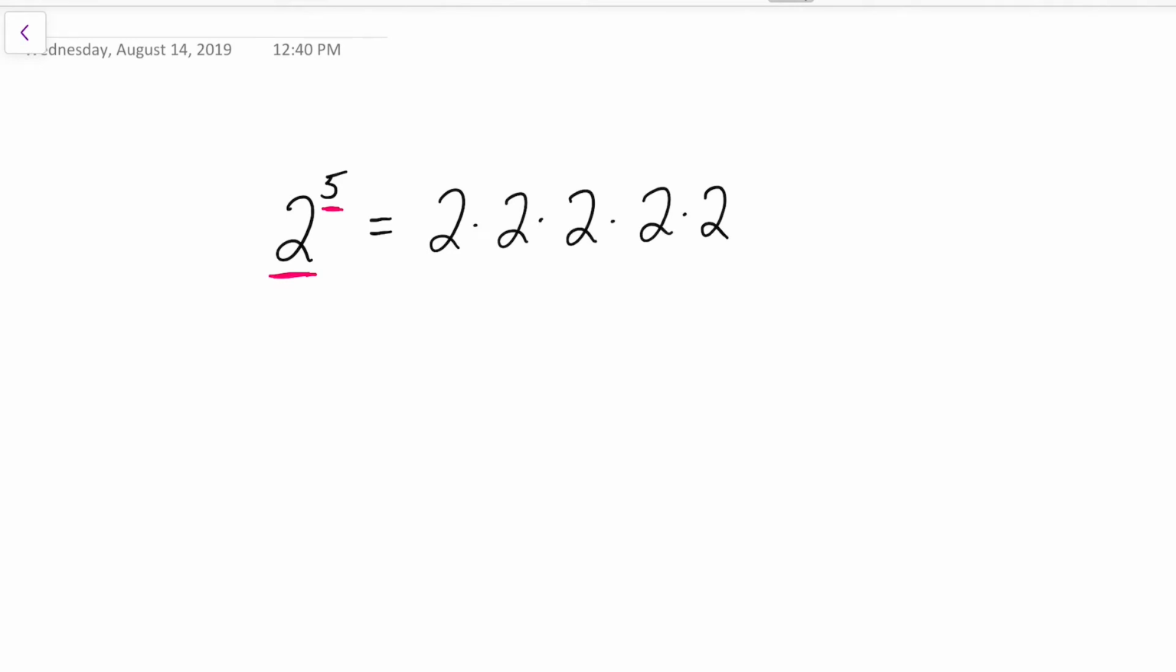You may be able to work this out in your head or with a calculator. We get 2 times 2 is 4, times 2 again is 8, times 2 again is 16, times 2 again, and we get the simplified answer, 32.